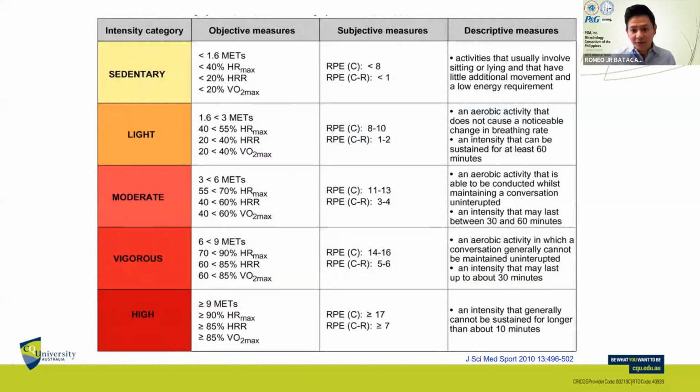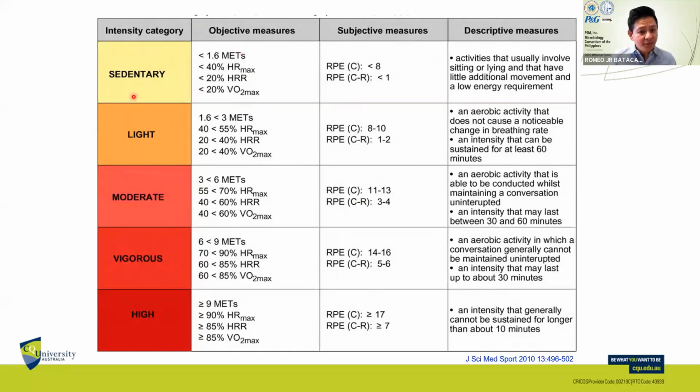Let me first define the different categories of exercise intensity. These categories are ranked according to energy demands using these objective measures. Primarily, we use VO2 max, or maximum oxygen uptake. So VO2 max is a measure of the maximum amount of oxygen your body can utilize during exercise. METs is another frequently used objective measure. MET stands for metabolic equivalent. This is an estimate of how many calories are burned during physical activity.